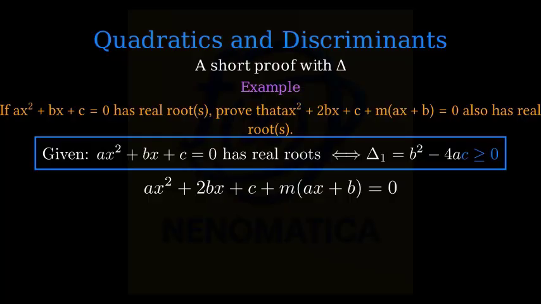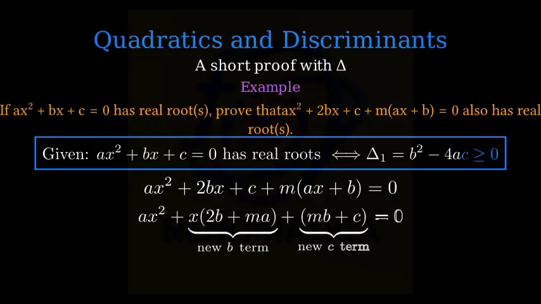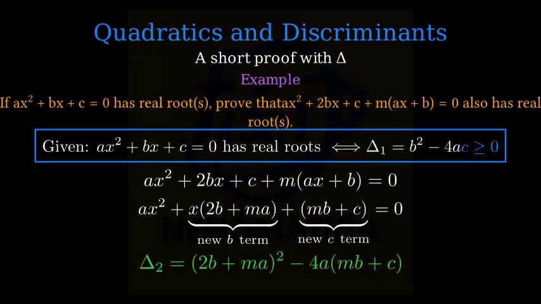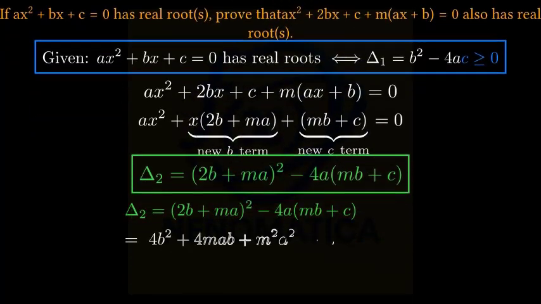Expand and group the x terms to place it in standard form. We get ax squared plus x times the quantity 2b plus ma, plus the constant mb plus c, equals 0. The discriminant of this new quadratic is delta 2 equals the new b term squared minus 4 times the new c term. That is, delta 2 equals the quantity 2b plus ma squared minus 4 times the quantity mb plus c. Let's expand delta 2 step by step.